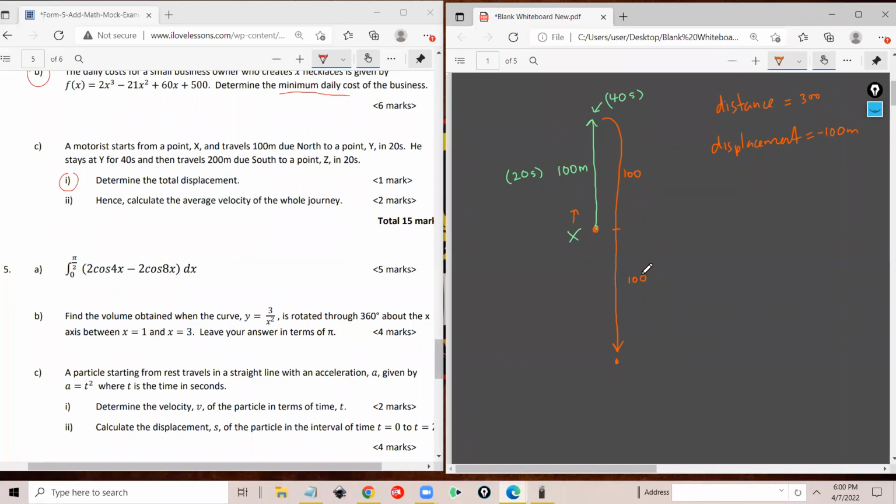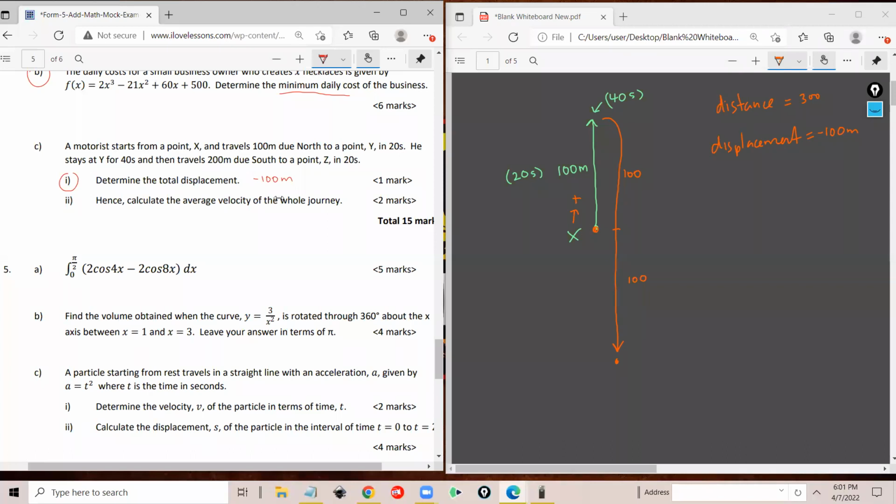And remember, displacement is the distance from the starting position. But if it's on the other side of the starting position, because we're claiming this side is positive, anything behind that point we have to view as negative. So that's the actual answer for part 1, minus 100 meters.